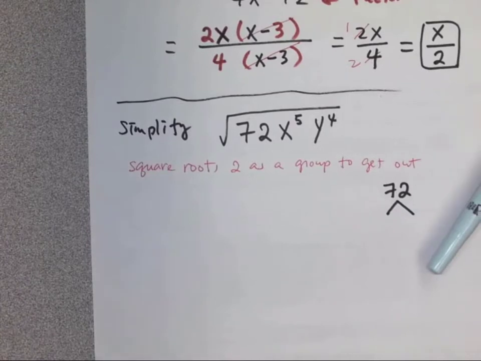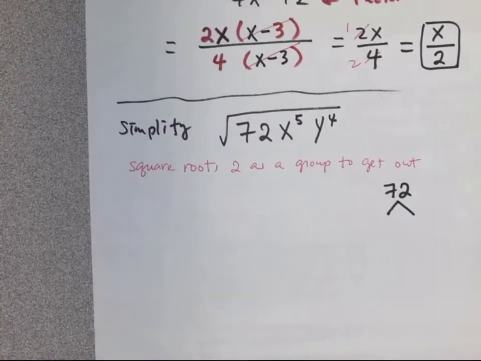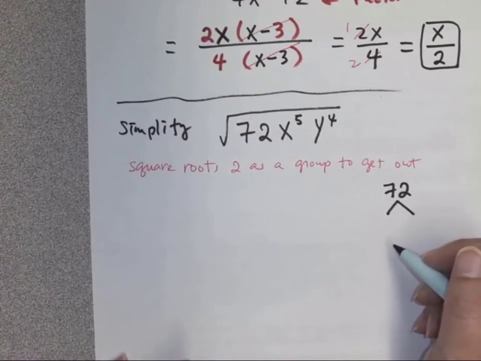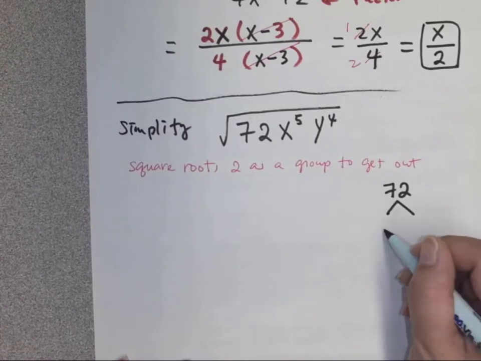So 72 can be broken down as what times what? And if you're not sure, because it's even, right? So for sure it can be divided by 2. This one is 3 also. So what do you want to break it to? Or you can break it with a bigger number if you want to. What is it? 36 times 2, is that right?